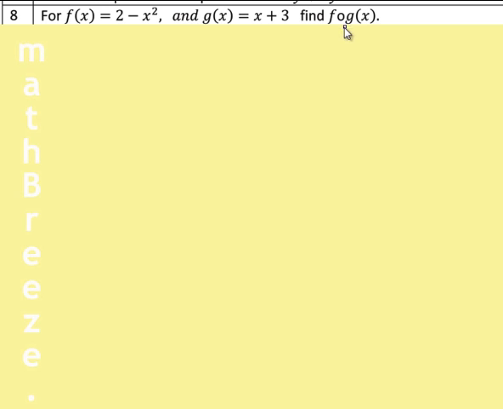Here we're looking at f of g of x, so we're doing a composite function. Okay, I'm going to write it like this. g of x is x plus 3, and we're just going to put that into f of x. Here's f of x. Instead of x, put parentheses and put the x plus 3 right here.